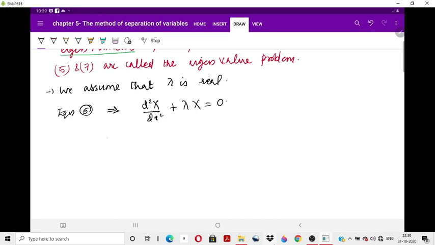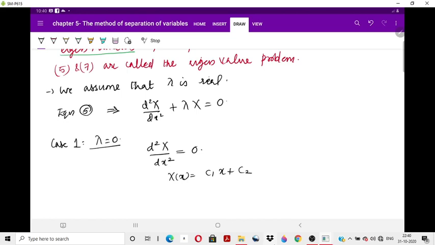For different values of lambda, we find the general solution of this equation number 5. So case 1, we consider lambda equal to 0. When lambda equal to 0, the equation reduces to d square X by dx square equal to 0. Now integrating this, we get X of x is equal to c1x plus c2.